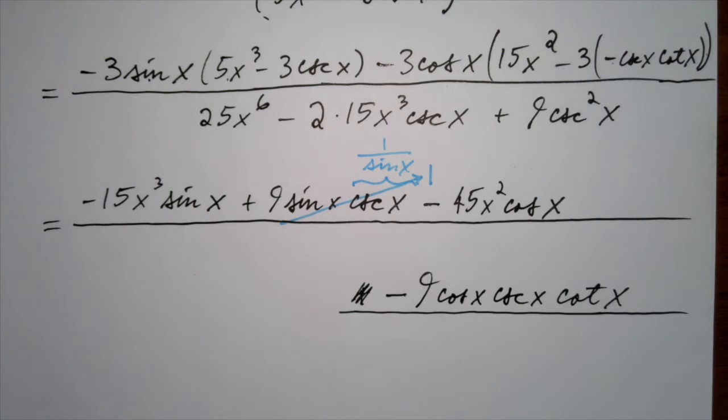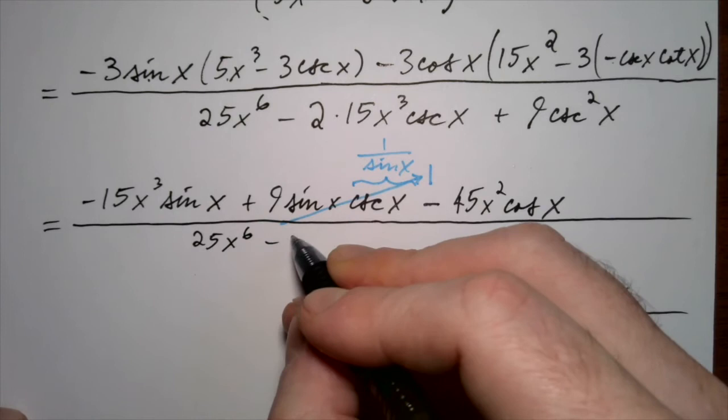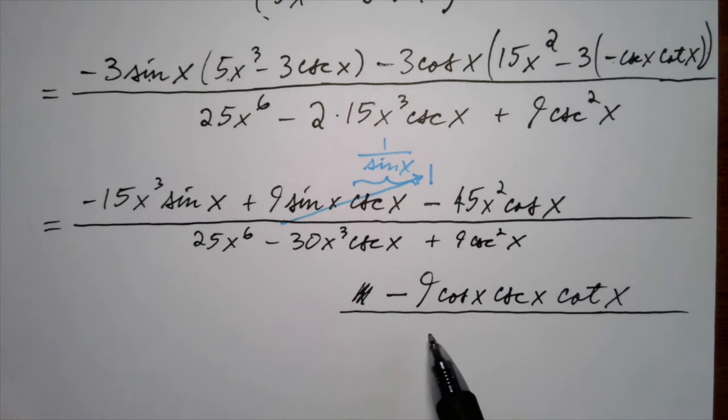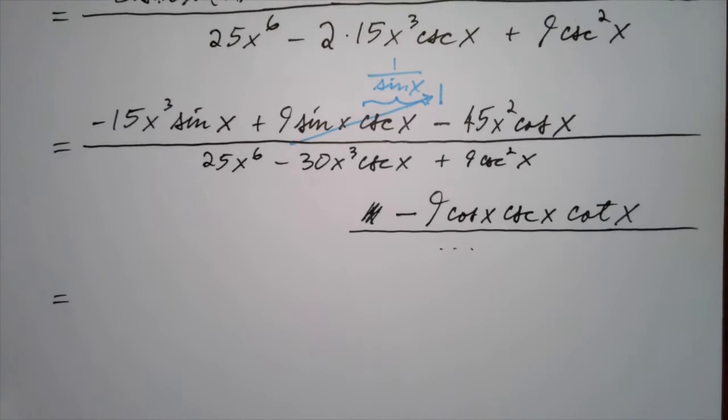My, oh my. What happens downstairs? Meh, I don't really see anything we can do, so I'm just going to copy it down. 25x to the 6th minus 30x cubed cosecant of x plus 9 cosecant squared x, like so. And then we remember that this fraction is just part of what came before. Okay, continuing the calculation, what do we get?